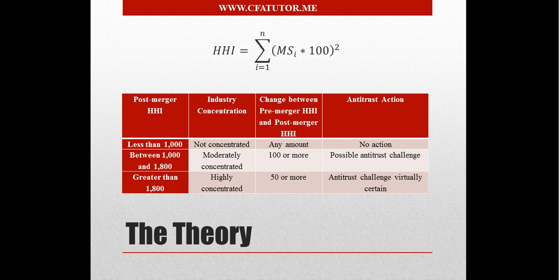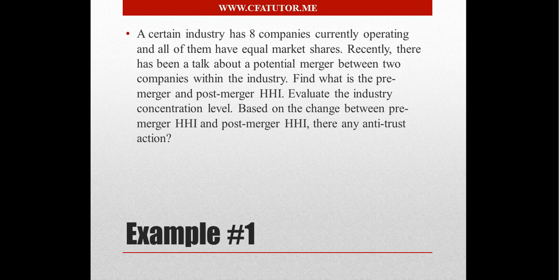So the file that's available on the website under level 2 tab will show you that there are two cases for which HHI can be calculated and evaluated. The first case is to assume equal market share, and the second case would be to assume varying market share. So we'll do the first question right now.